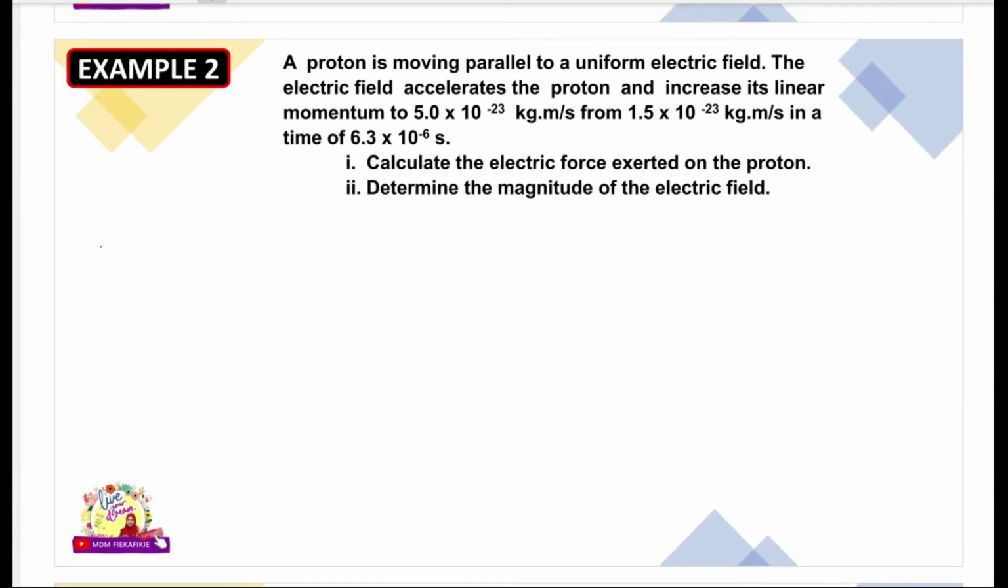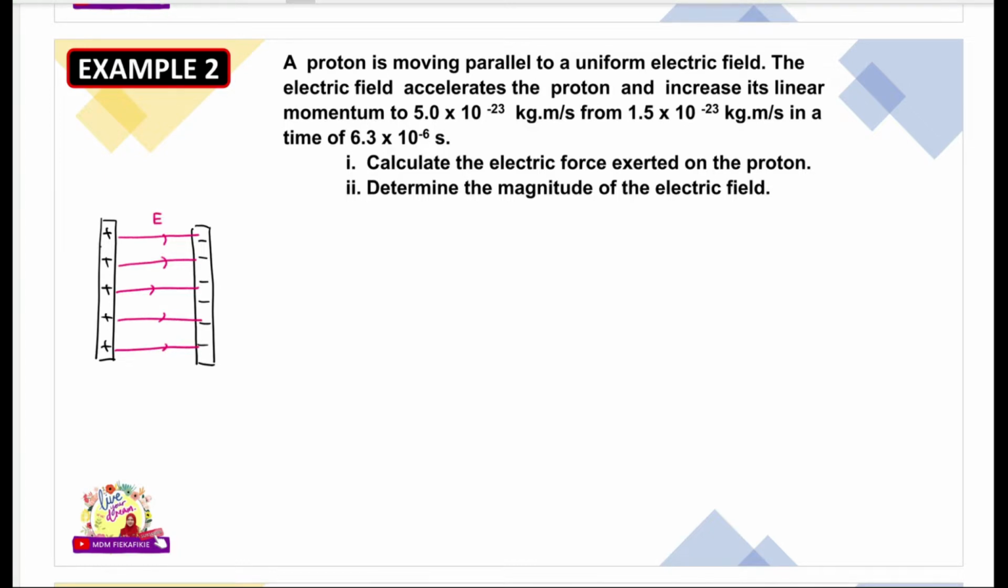Okay, example number 2. So here we have a proton, okay, is moving parallel, okay, to a uniform electric field. Okay, kita ada proton. So let's say lah kita ada plate dekat sini. Saya lukis kat sini. So this is the plate. So let's say kita ada positive plate here, and then we have negative plate here. Okay, so let's say this is the electric field E. Okay, this is uniform electric field. So pastikan you lukis tu jarak antara arrow tu sama lah, sama besar.